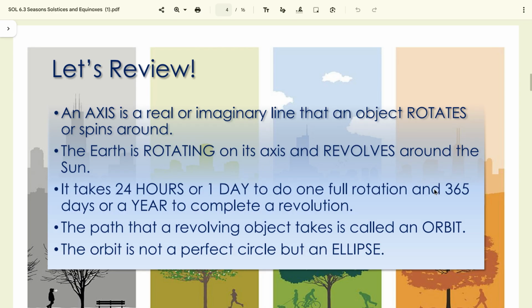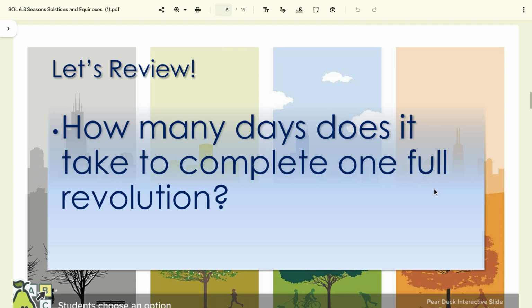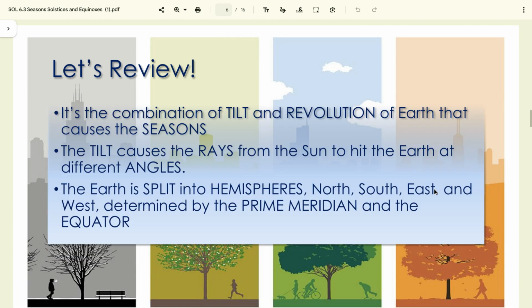The orbit is an ellipse, not a circle. You should be very familiar with this by now. How many days for one revolution? It takes 365 days, and if you're being really smart about it, about a quarter of a day as well. That's how we get a leap year.